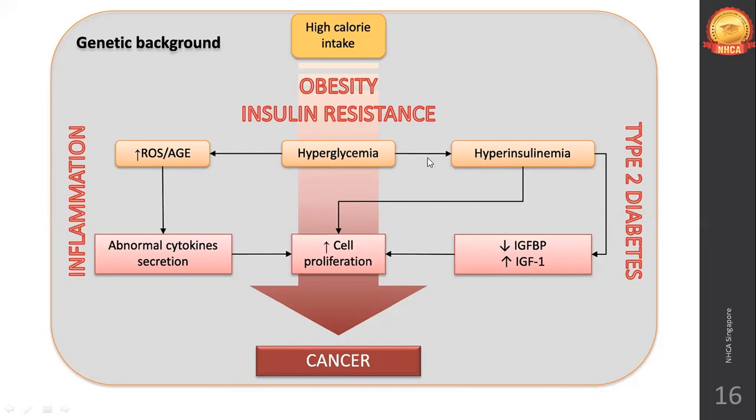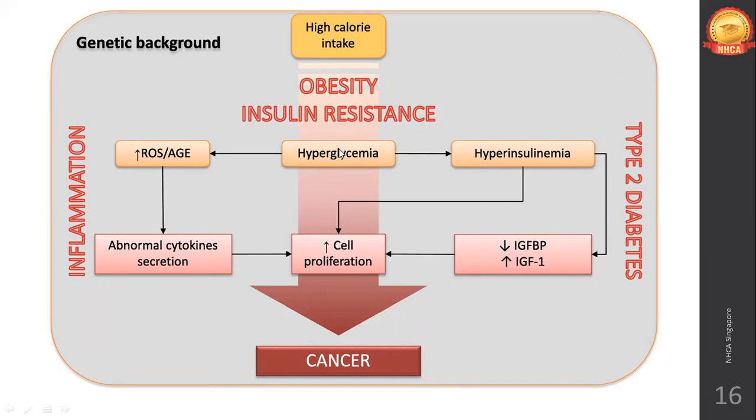So on one side you are getting hyperglycemic, and on the other side you are getting more insulin in the blood. These will lead to a chain reaction that will create more cell proliferation. Cell proliferation means cells will break down, differentiate and increase in number. The IGFBP and IGF factors are not important. These are more scientific in nature.